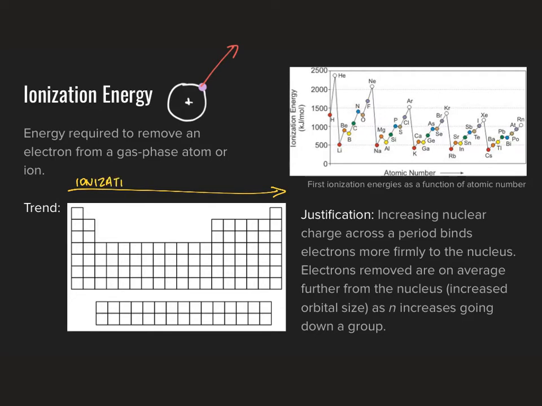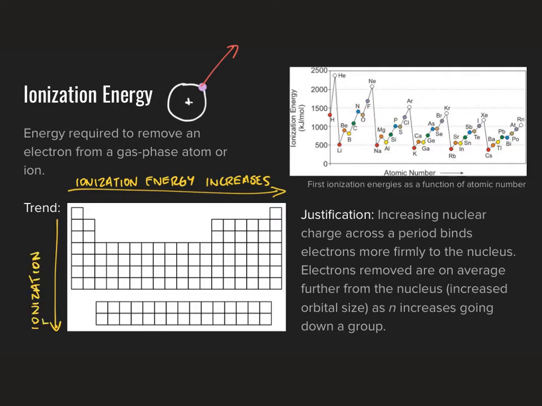Now, it's not a perfect trend. There are a couple of little bumps and blips along the way, and we can talk about why those occur with a more nuanced discussion of the electron structure of the atoms. But again, in general, the trend is that from left to right, ionization energy increases. As we move from the top of the periodic table to the bottom, we tend to see the ionization energy of the elements decrease.